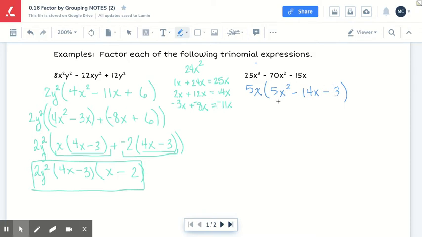All right, so now I'm working on the inside part here. I'm going to start by multiplying together 5x squared and negative 3, and that would give me a negative 15x squared. And I'm going to work on factor pairs that'll multiply to make a negative 15x squared and add to make this number in the middle, negative 14x. So I think I'm going to start with 1x and negative 15x. If I add together 1x and negative 15x, I get negative 14x. So already I found the pair that's going to work, and I don't need to keep going with this list.